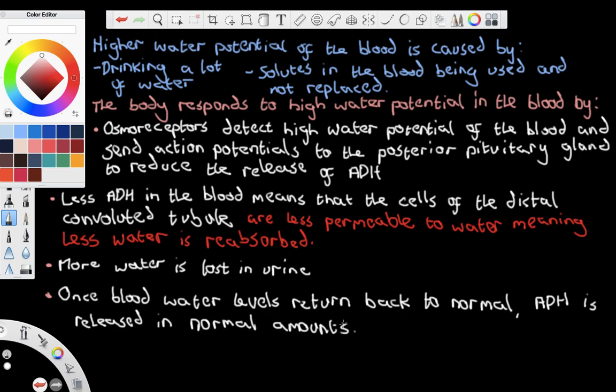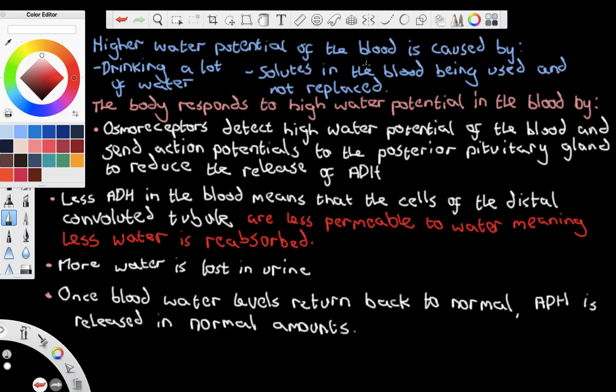So higher water potential in the blood, which means there's too much water in the blood, can be caused by drinking a lot of water or using lots of solutes in the blood that aren't replaced. The body responds to high water potential in the blood by osmoreceptors detecting it and sending action potentials to the posterior pituitary gland to reduce the amount of ADH being released. Less ADH in the blood means that the cells of the distal convoluted tubule are less permeable to water, meaning less water is reabsorbed. This means that more water is lost in the urine. Once water levels return back to normal, ADH is released in normal amounts.